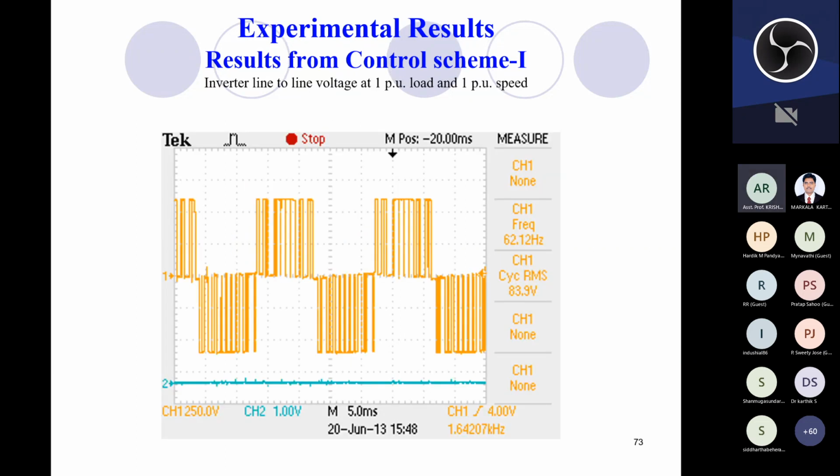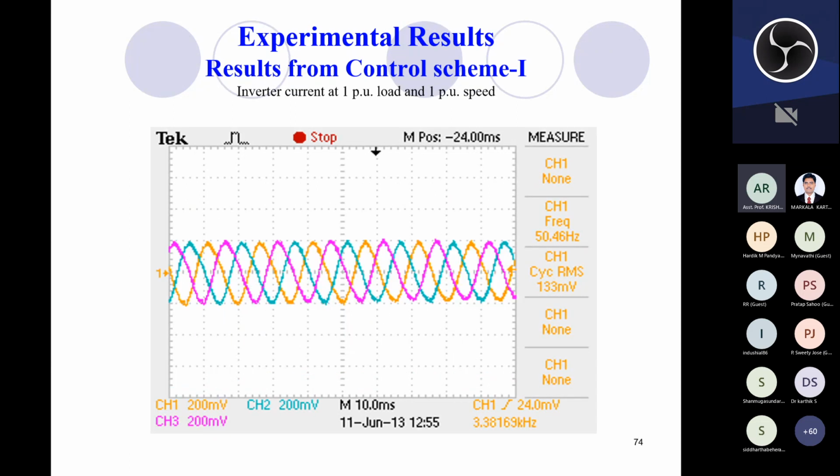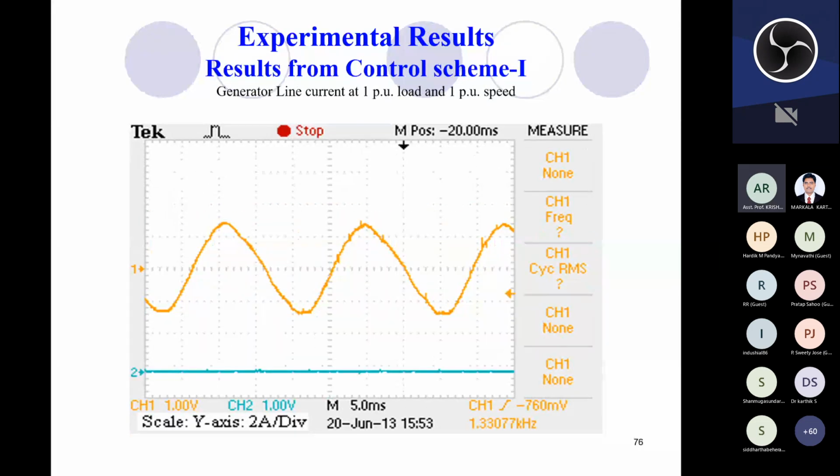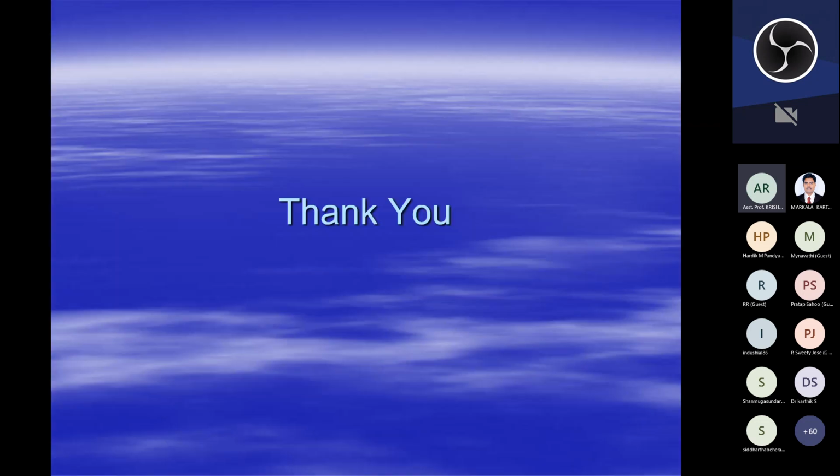Now these are some experimental results obtained while performing some experimentation. This is the inverter line to line voltage, inverter current. This is the generator line voltage at 1 per unit speed, line current. Okay, that's all. Thank you.